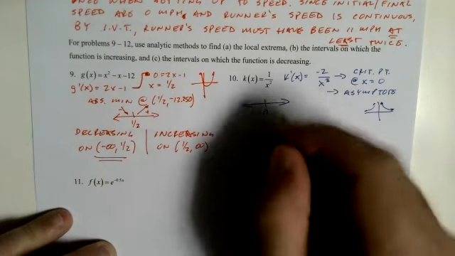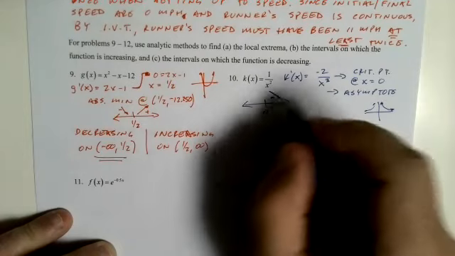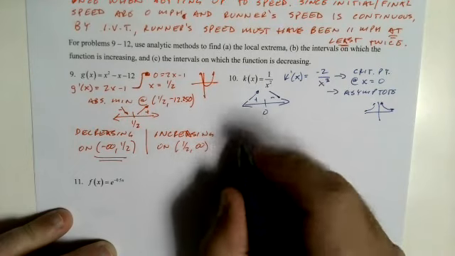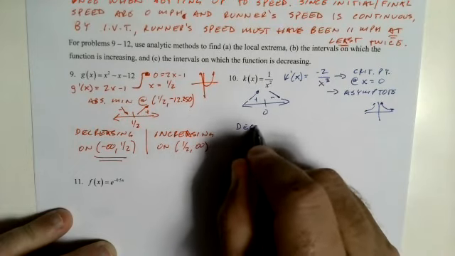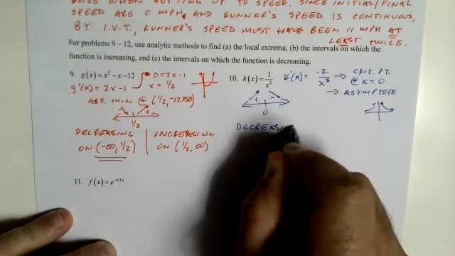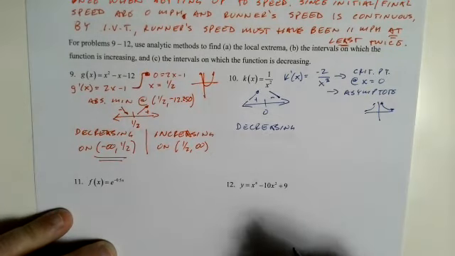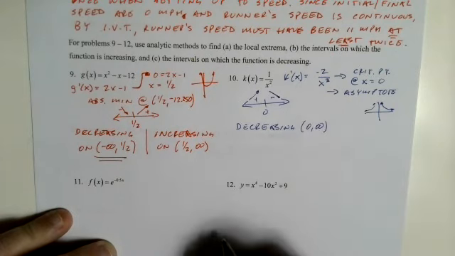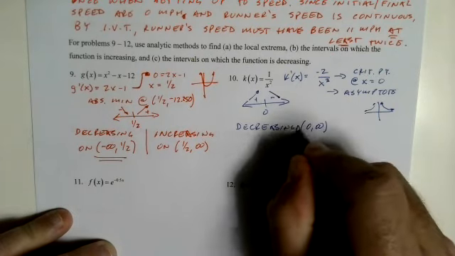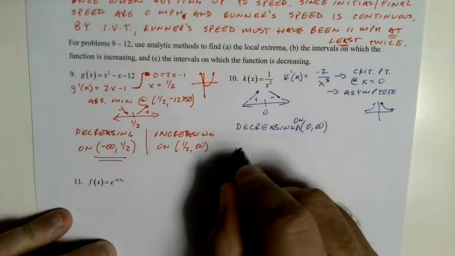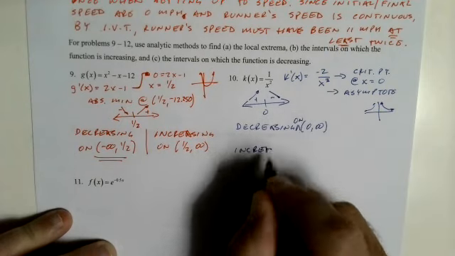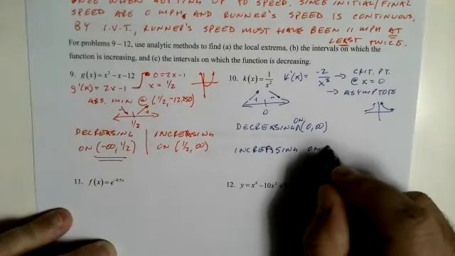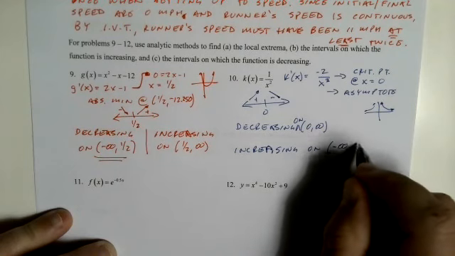Plug in 1, we get negative. Plug in negative 1, we get positive. So it sure looks like it's decreasing from 0 to infinity. Like say on an increasing, infinity is 0.